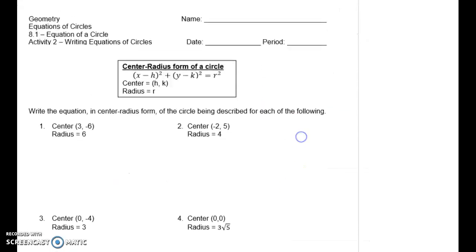What we're going to do now is basically take some things and plug them in. This should go fairly quick, and then we'll get into some more complicated stuff. But notice that when we have the x minus h, we're changing the sign of the center for both the x and the y coordinate. And the radius is just that number squared. So as an example, number 1, when I plug in 3 and negative 6, it would be x minus 3 squared plus y plus 6 squared equals 6 squared, which is just 36.